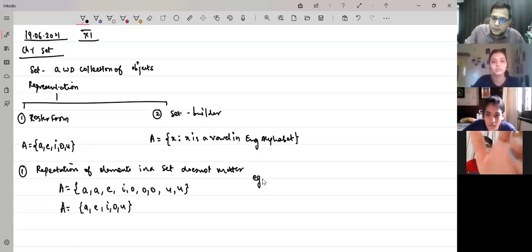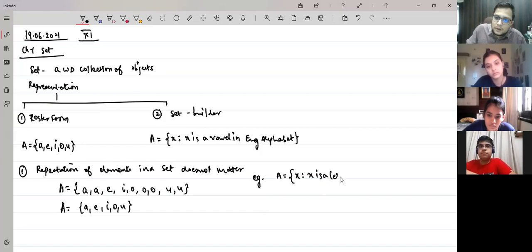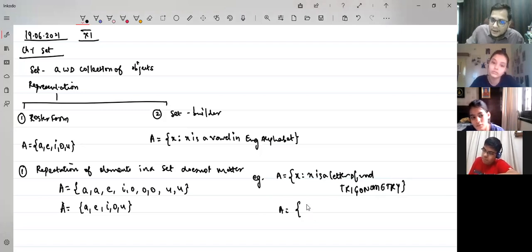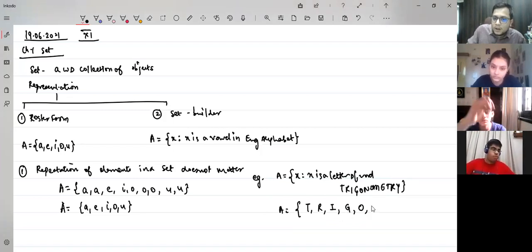For example, I am provided with a set A = {x : x is a letter of the word trigonometry}. Same example of our book. तो जब मैं सेट को लिख रहा हूं रोस्टर फॉर्म में, तो मैं क्या लिखूंगा? Okay, I'll write T, I'll write R, I'll write I, I'll write G, I'll write O, I'll write N.